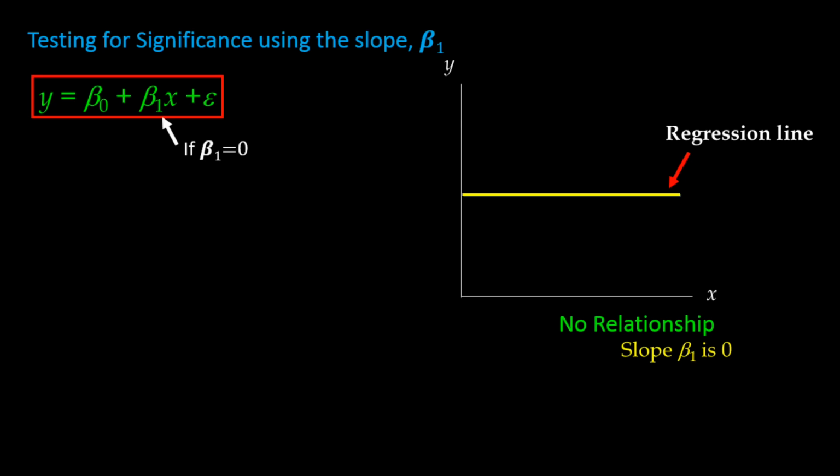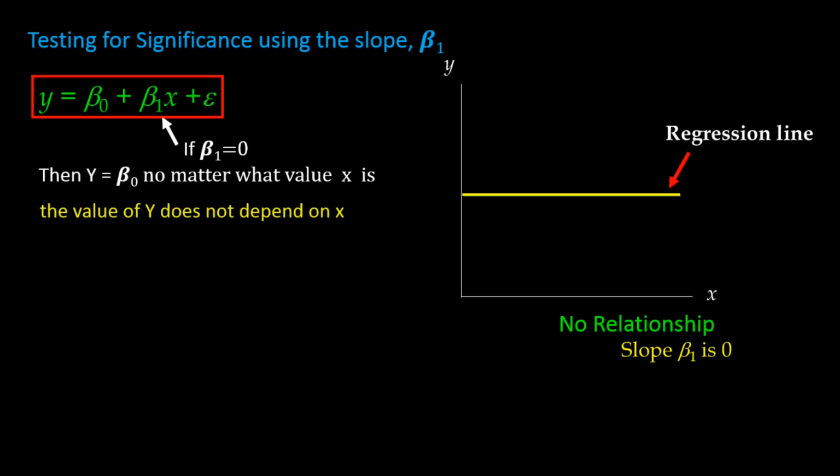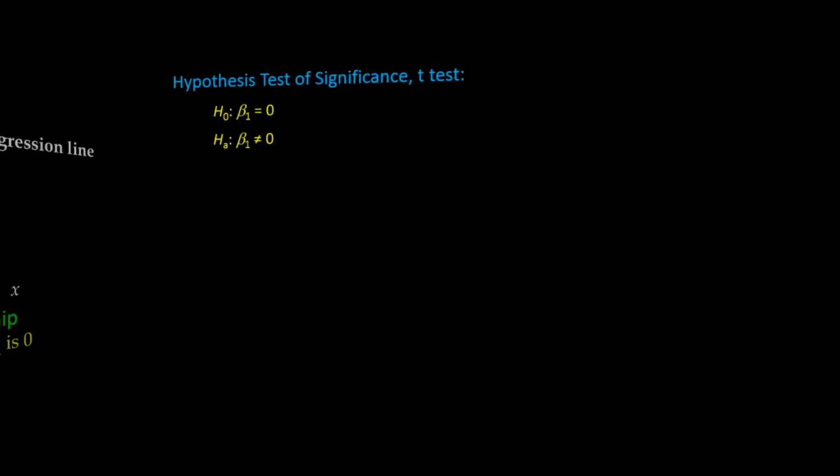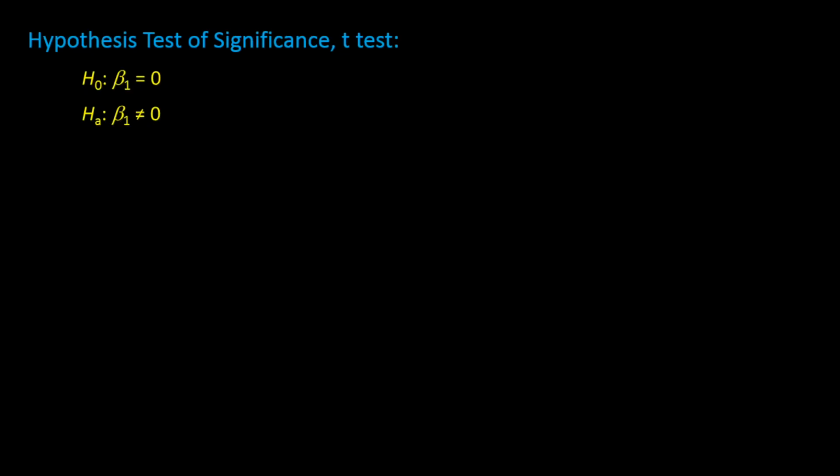If the slope is 0, then y will be beta naught no matter what value x is, which means that the value of y does not depend on x, so there is no linear relationship between x and y when the slope beta 1 is 0. We use this understanding of the slope to conduct a hypothesis test to see if there is a linear relationship as follows. We would state our null hypothesis H naught that the slope is equal to 0, and the alternative HA to see if we find evidence that the slope is not equal to 0.